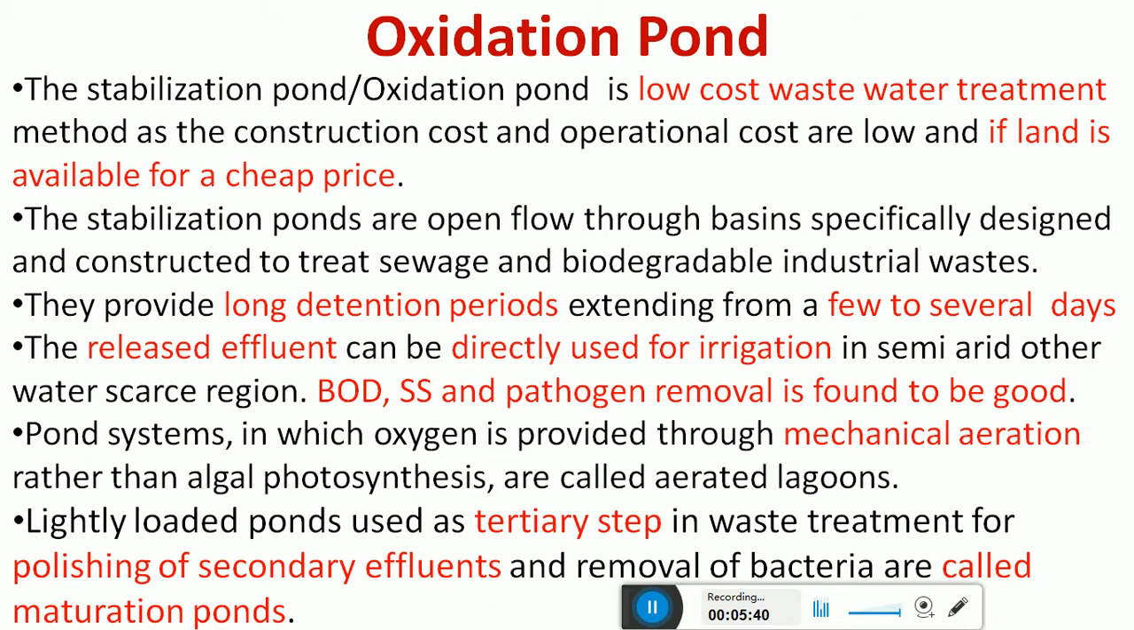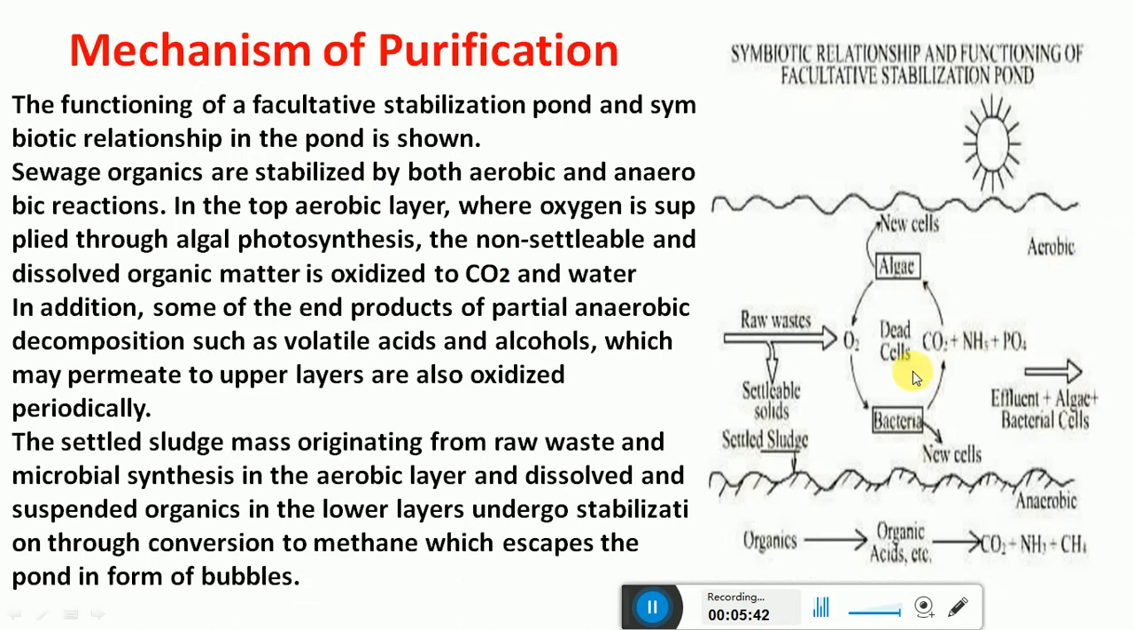What exactly happens in this oxidation pond is a natural process. It occurs due to the symbiotic relationship between algae and bacteria. To understand the concept of the oxidation pond, we have to understand the biology involved in this process. Here, if you have a pond like this, we will discharge the raw waste into this pond.